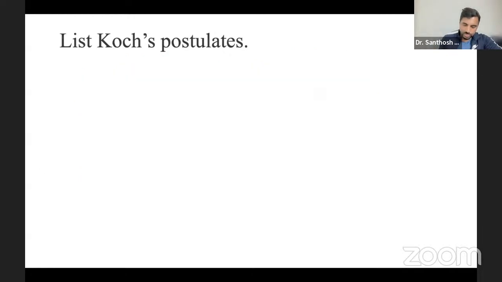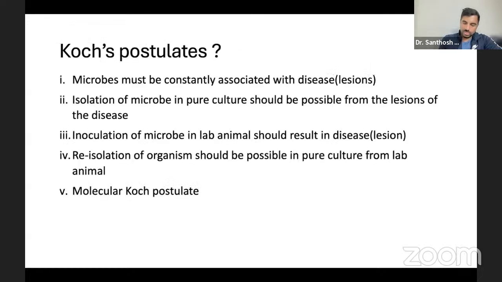It's already mentioned here also. You can go through it. Koch's postulates, all the 5 postulates are given here. You can go through it.